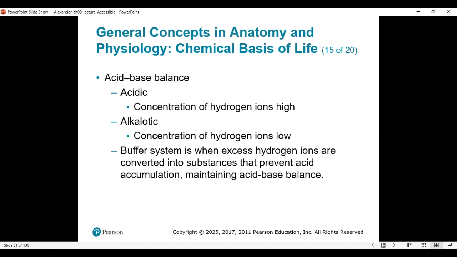There are buffer systems to keep this from happening, right? We have systems that bind excess hydrogen and convert it to another substance to prevent acid accumulation, maintaining acid-base balance. The two systems that really work on this are your renal system, your kidneys, and your digestive system. I'm sorry, your respiratory system, right? The kidneys will release bicarb to fight the acid or to lower the hydrogen. And of course, you'll breathe faster to get rid of the carbon dioxide and the acid.